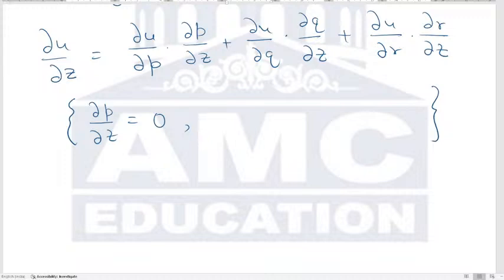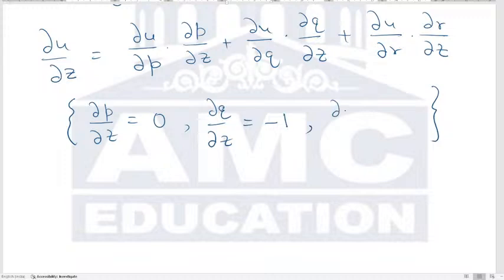Secondly, ∂q/∂z would require us to take the partial derivative of q, which is y minus z. But then you see we are taking the partial derivative with respect to z, so y is going to be a constant, which on differentiation will give us 0. So y minus z will become 0 minus the partial derivative of z with respect to z, which is 1. So it is 0 minus 1, that is negative 1.